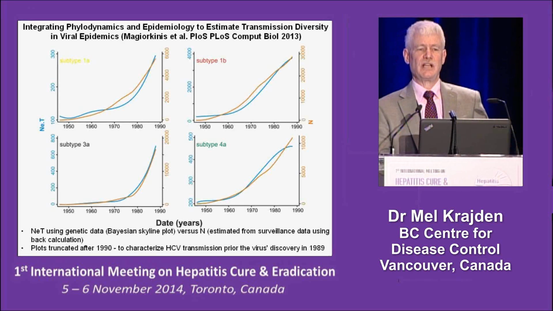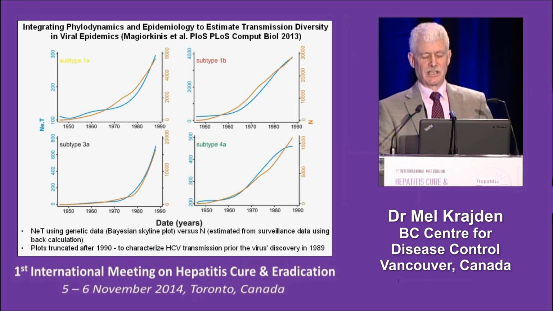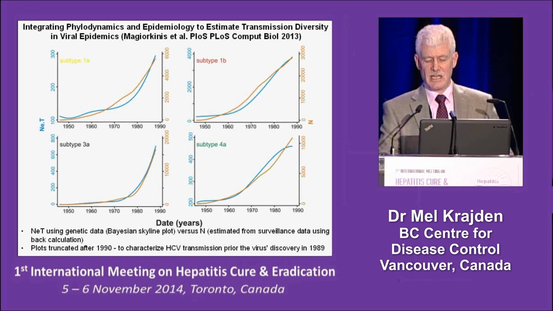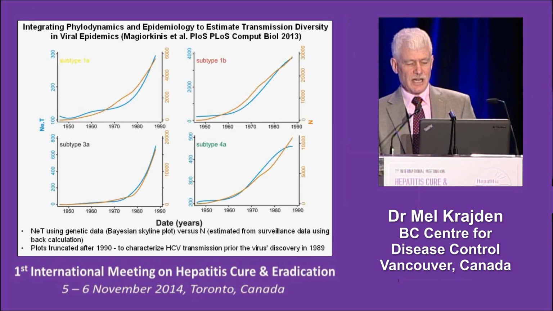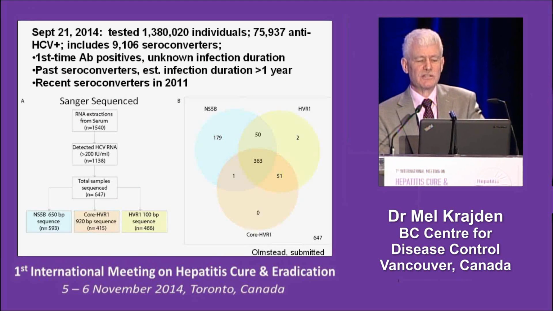So the information you get by surveillance, traditional surveillance, and back calculation is almost identical to what you get by molecular means. And these plots were truncated after 1990 to characterize the transmission epidemic prior to the discovery of the actual virus. So our laboratory does most of the testing for British Columbia. We have tested 1.38 million people in British Columbia, just over a quarter of the population of about 4.6 million.